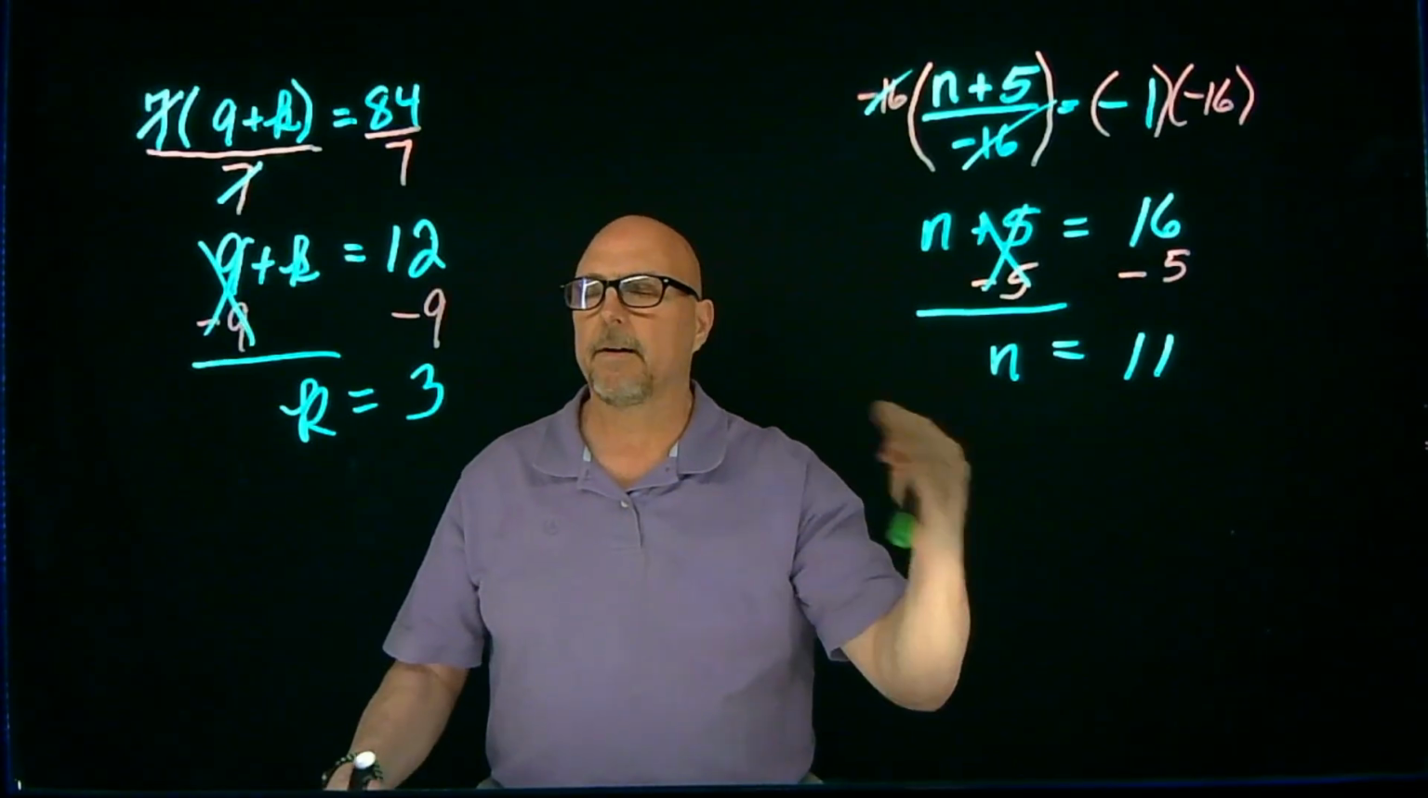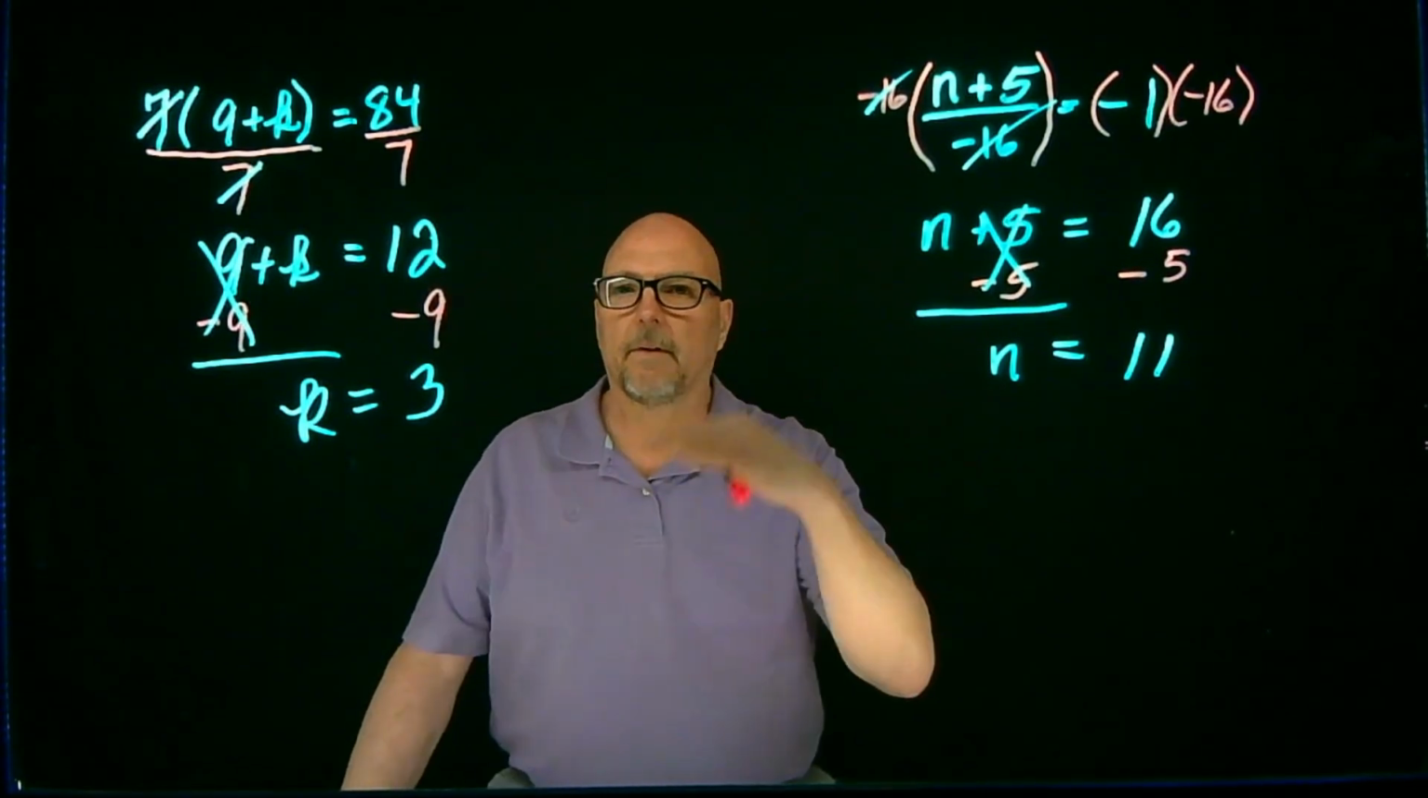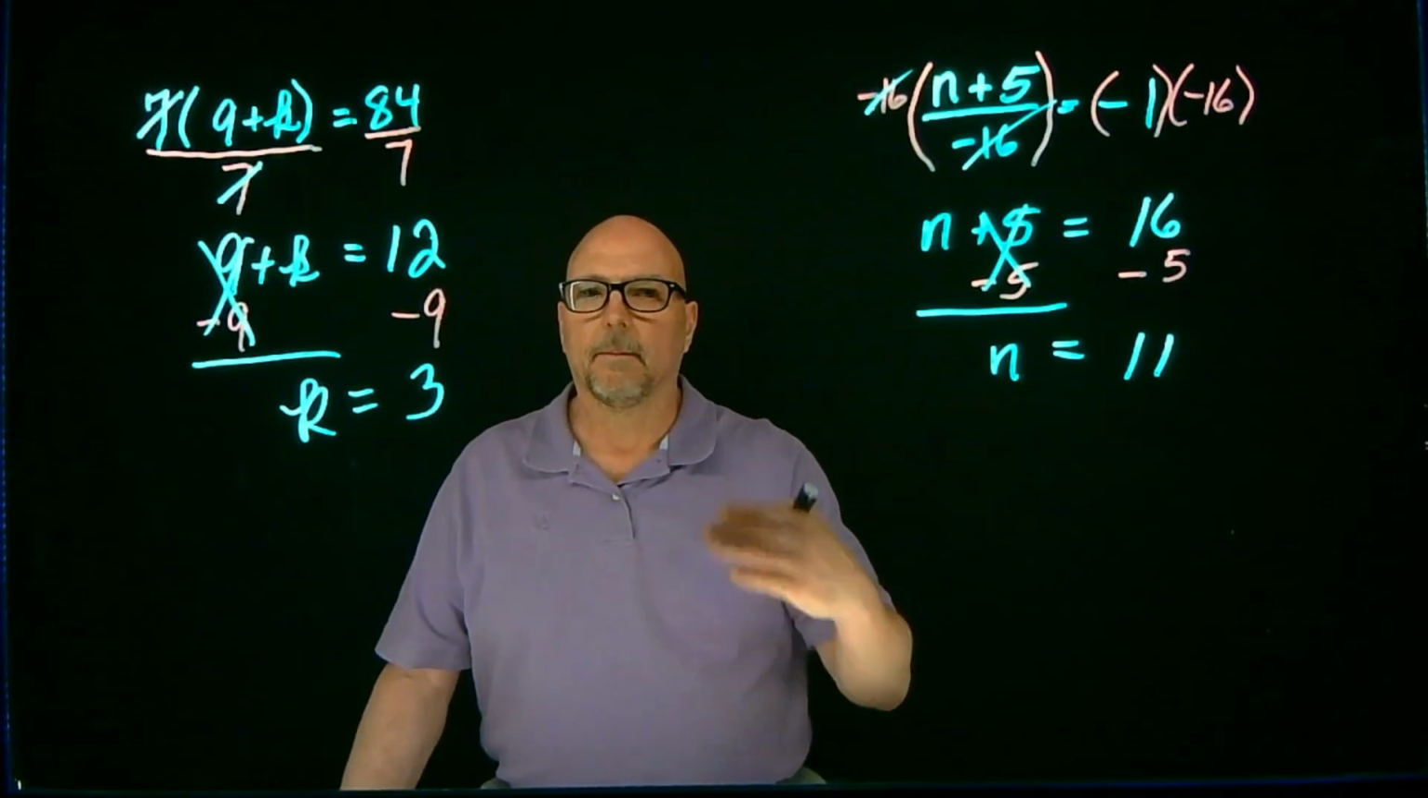So we showed you 3 varying levels of 2-step equations. So that's how you solve 2-step equations. They come in varying degrees, but I hope this helped.